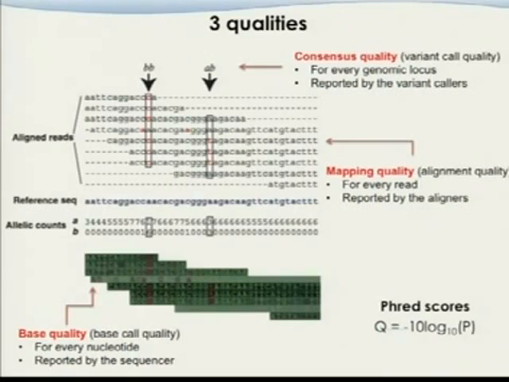So this is not really associated with an independent read. Rather, for each genomic location, I'm going to have a consensus quality. Any questions? They're still perfect.